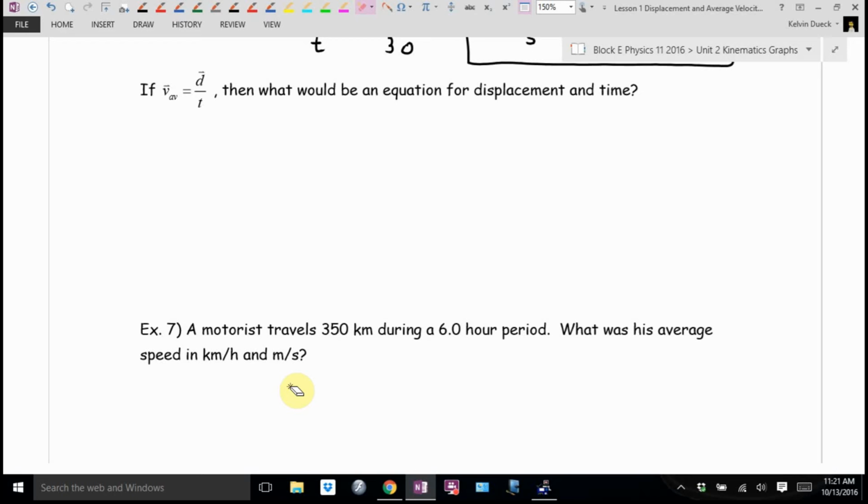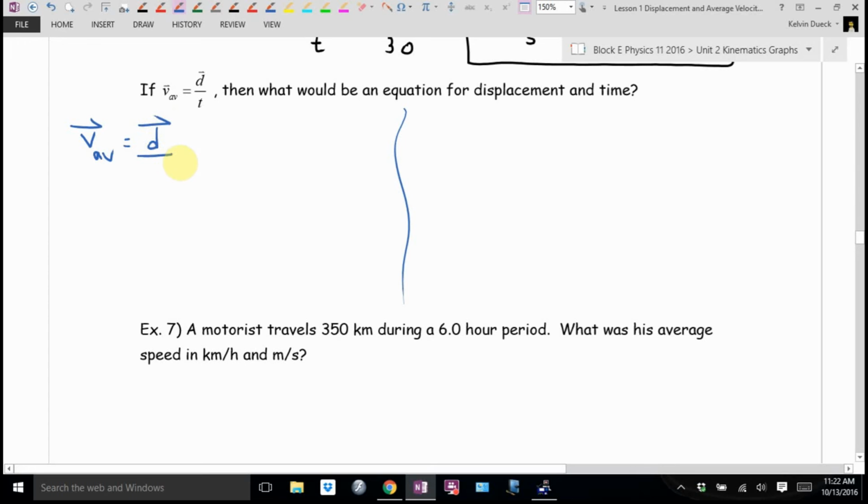So it says this, if V average equals d over t, what would be an equation for displacement and time? Since it wants two equations, I'm going to go like that. I'm going to start out writing the equation that they gave me, which is V av equals d over t. And I'd like to get an equation for displacement. What that really means is I would like to get the d by itself. How? What else is on the same side as the letter d? T.